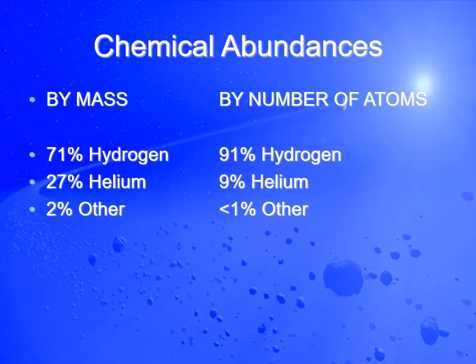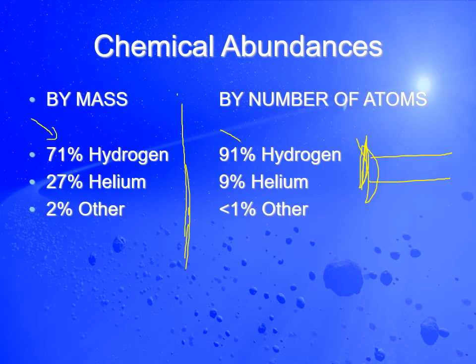Now, if you do this by number of atoms, you get different numbers. You get 91% hydrogen and 9% helium. Okay, so why the difference here? Well, because hydrogen and helium are the two lightest elements in the entire universe. So even though 9 out of 10 atoms are hydrogen atoms, they only make about 71% of the mass. Okay, 27% of the mass is helium, even though it's less than 1 in 10 atoms. Okay, so these are chemical abundances by mass and by number of atoms.